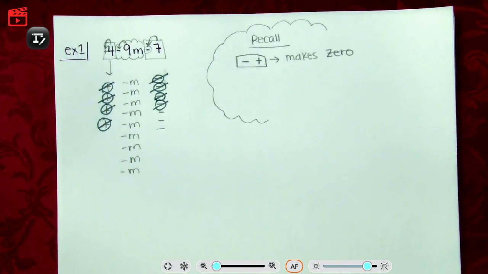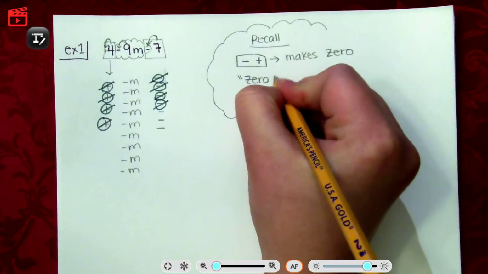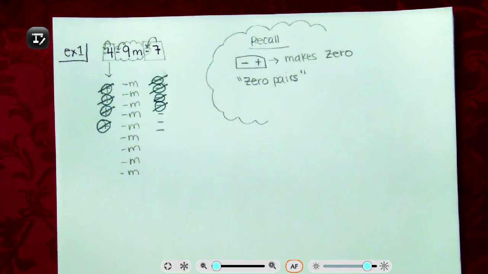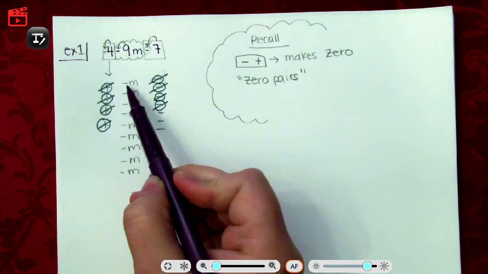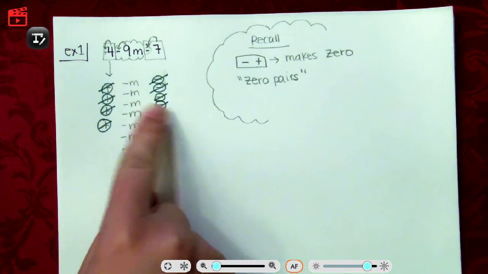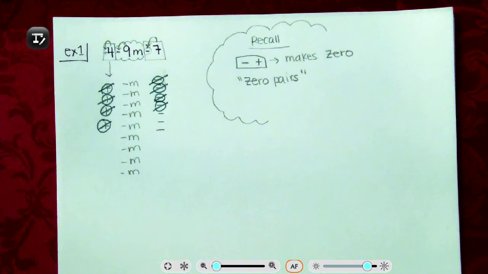After you have created your 0 pairs, so we're going to call these 0 pairs, we're going to count what's left over. So I did not combine my positives with my -m because they have to be the same thing, okay? Either they're positive or negative. The only thing that would cancel out with my -m would be a positive m. It has to be the same thing.